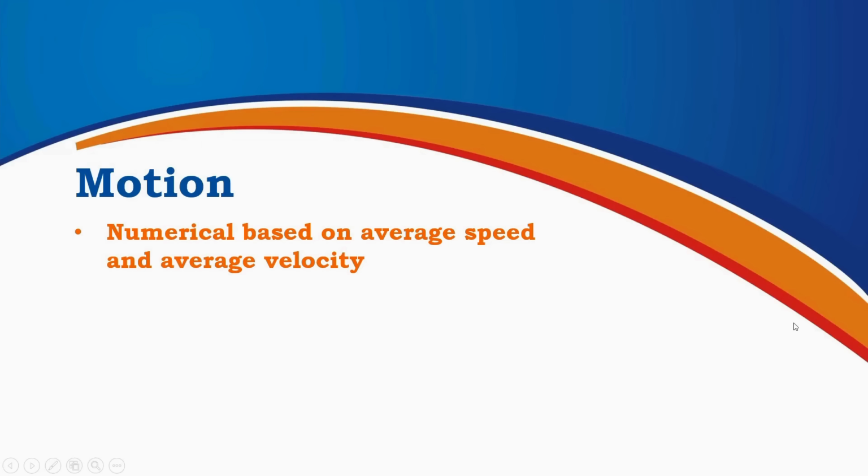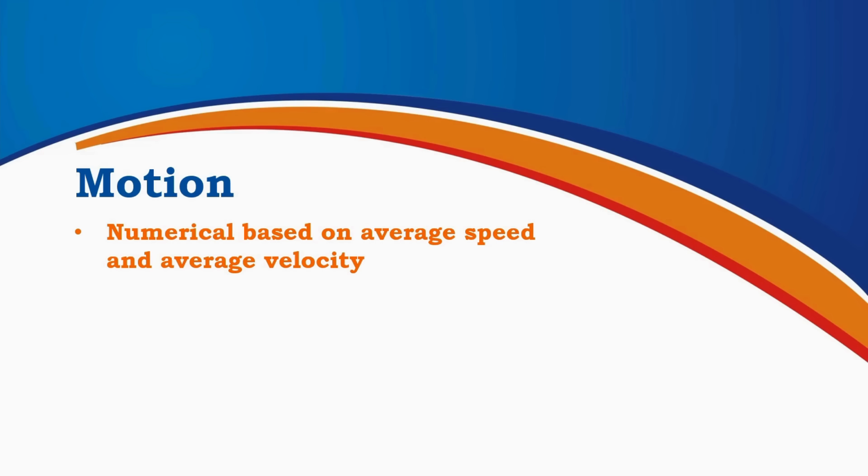Now let us solve a numerical problem based on average speed and average velocity. In motion, it is important to understand the difference between average speed and average velocity. Average speed is defined as the total distance traveled divided by the total time taken. On the other hand, average velocity is defined as the total displacement divided by the total time taken.